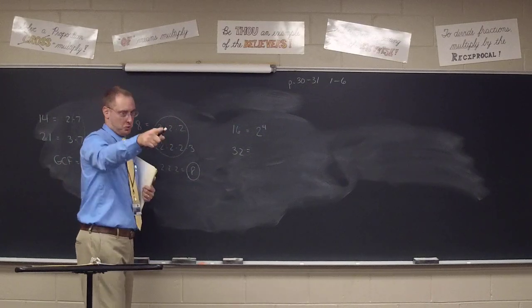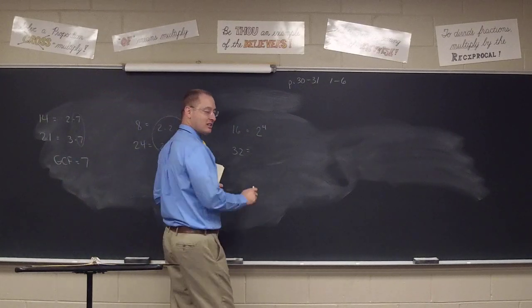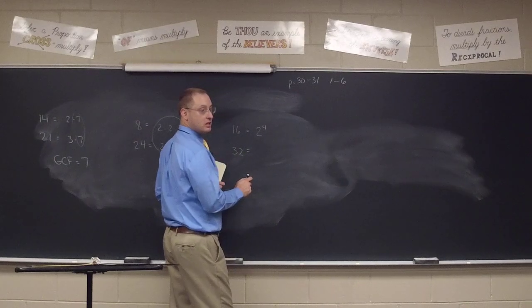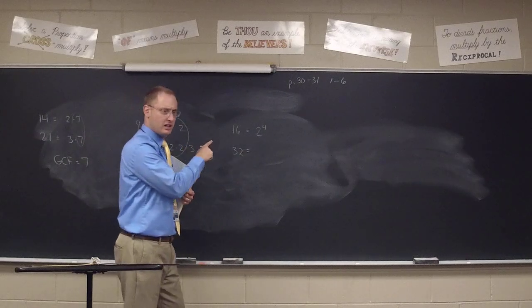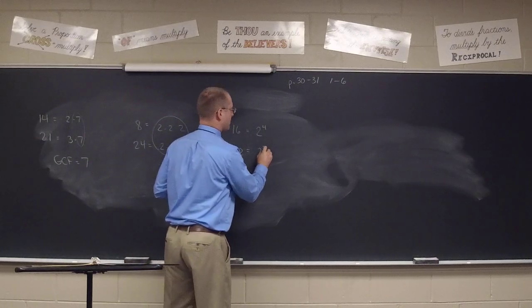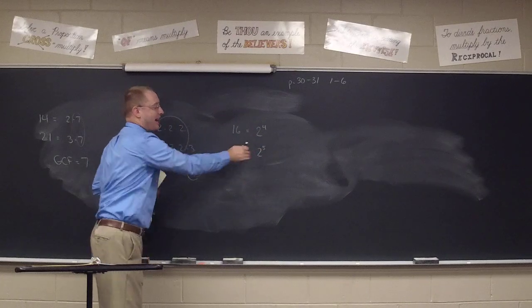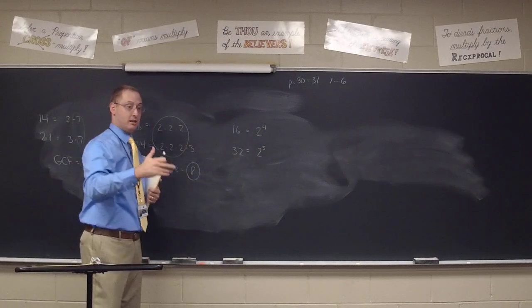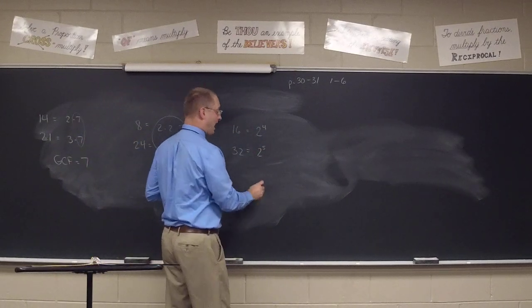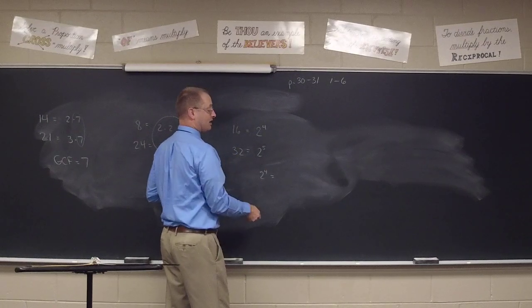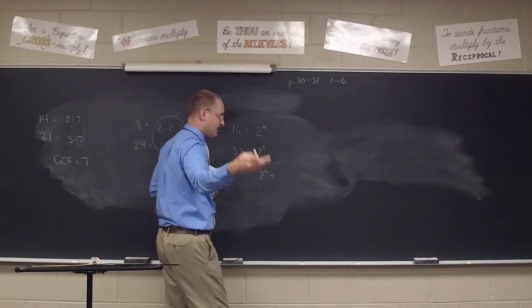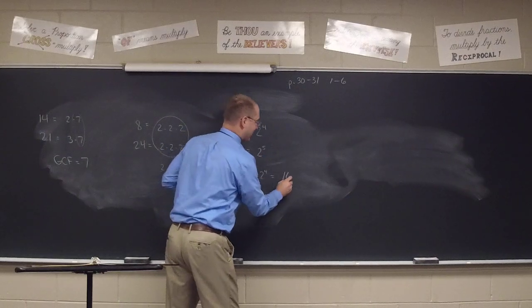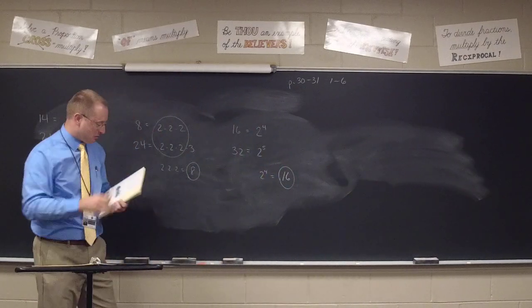How about the 32? What did you give me for your prime factors on that one, Ben? 4 2s. Shouldn't be 4 2s. That was 16. Should have had 5 2s. Should have been 2 to the 5th. Well, if this has 4 2s and this has 5 2s, how many do they have in common, Ben? 4. They have 4 in common. So 2 to the 4th, or 2 times 2 times 2 times 2, which is 16. That's our greatest common factor there for number 3.